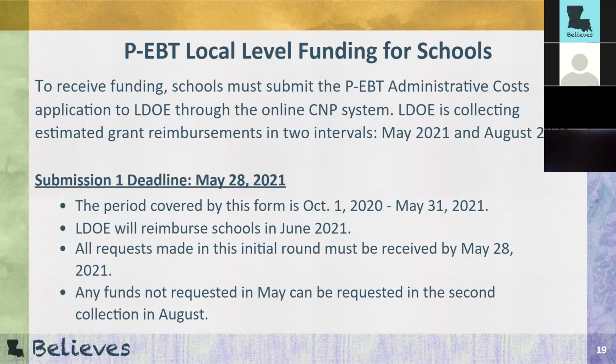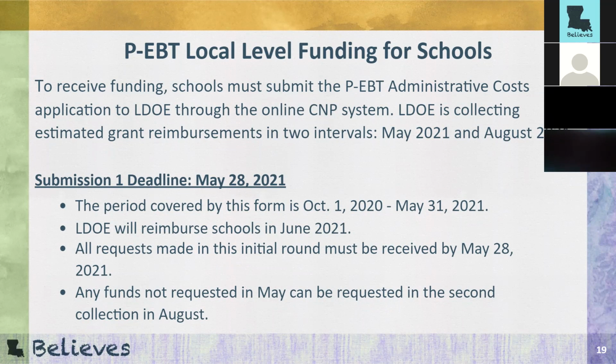So P-EBT local level funding for schools, there is an application that is due through our website, and we are collecting the reimbursements in two intervals, May of 2021 and August of 2021. Okay, so that is a requirement of USDA that there be two intervals.